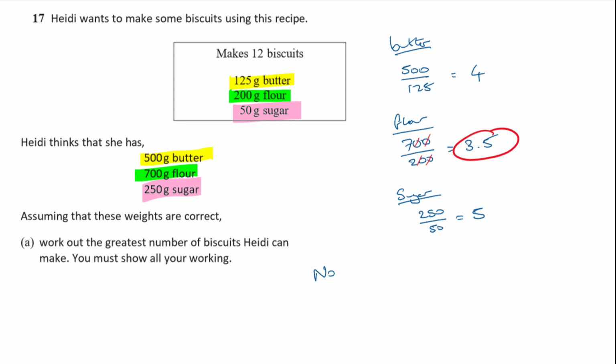So the number of biscuits she can make then is going to be 3.5 lots of 12, isn't it? So 3.5 lots of 12. So 3 lots of 12 would be 36, and half a lot of 12 would be 6. So adding that together, that's going to be 42. So she can make 42 biscuits maximum.